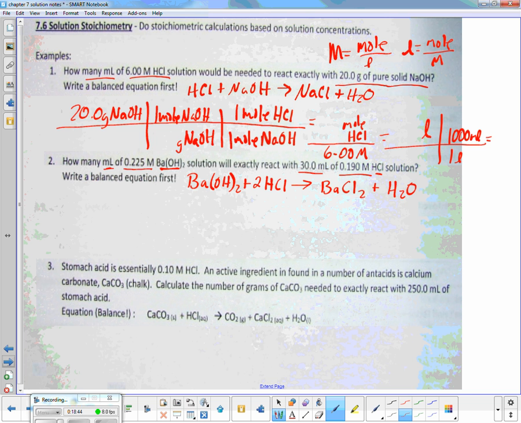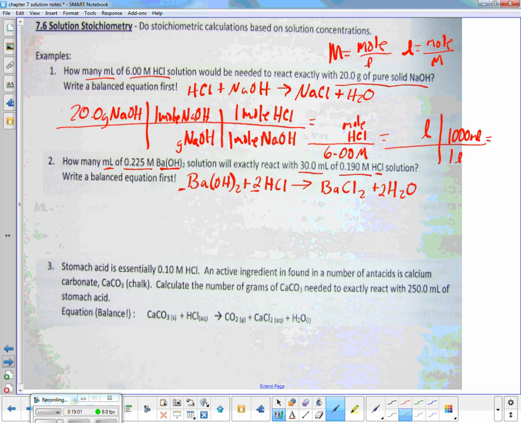2 in front of the HCl, and then it's balanced, right? Oh no, what did I miss? 2 in front of the H2O, right? Okay, 2 in front of the H2O. All right, so on this side over here, the ratio is 1 to 2.